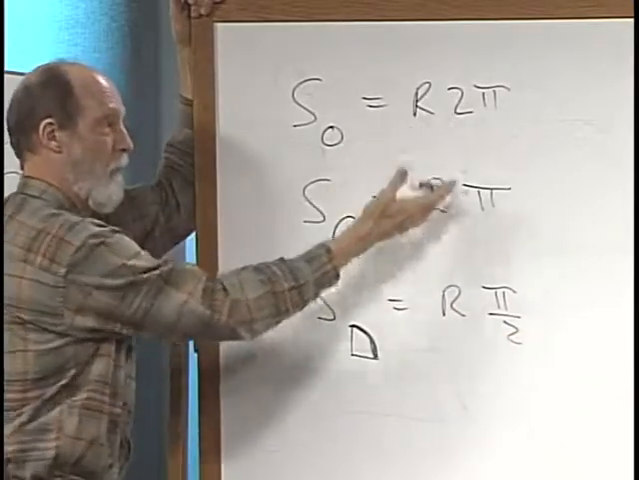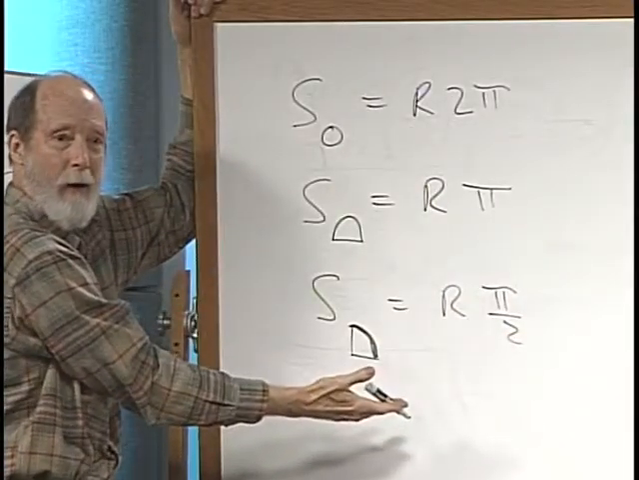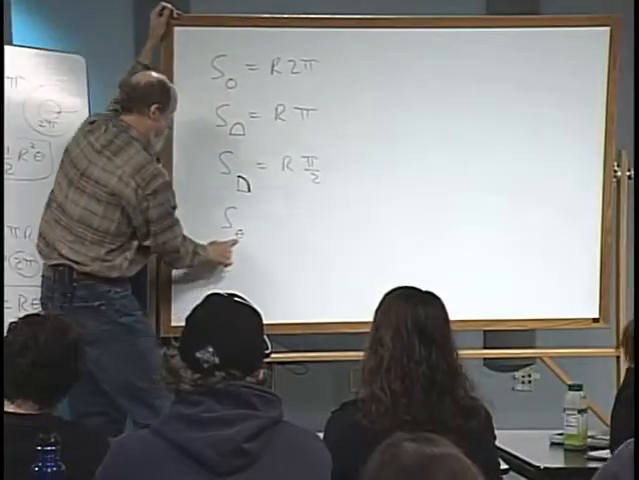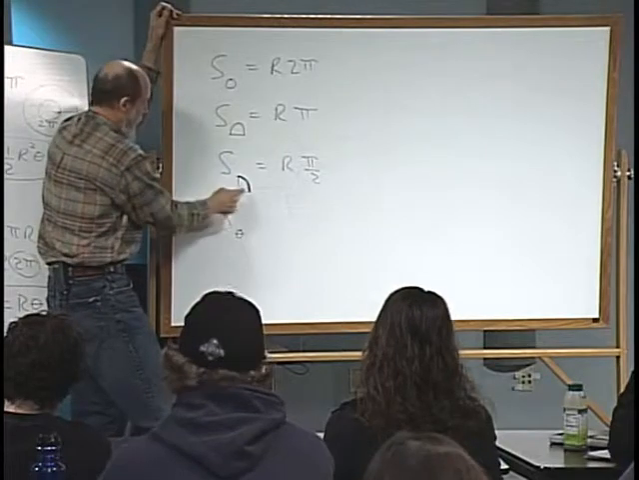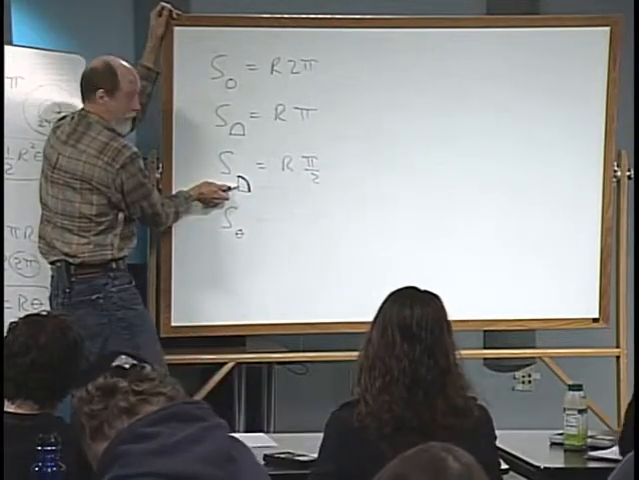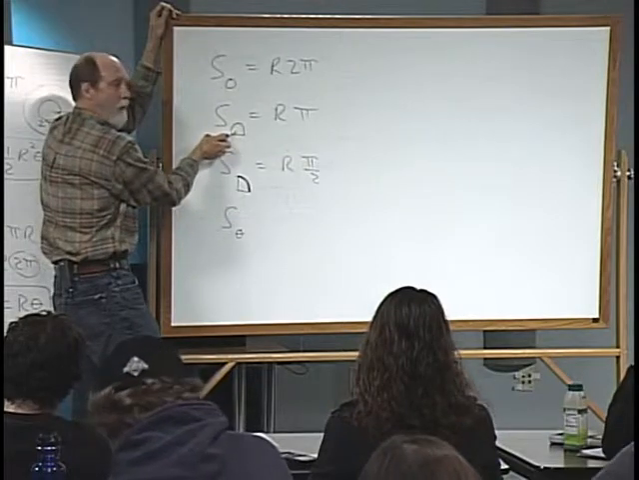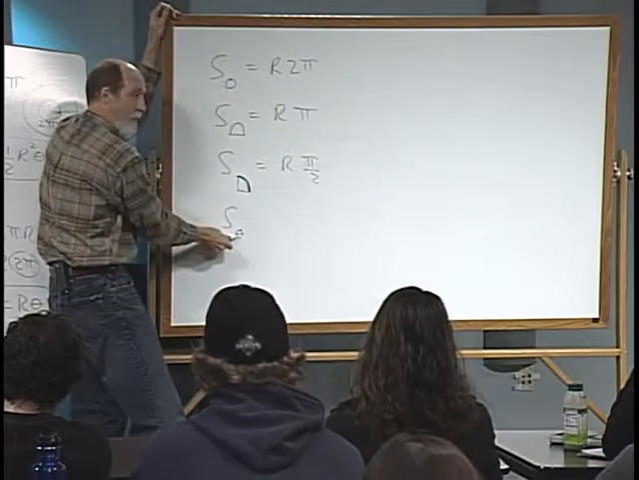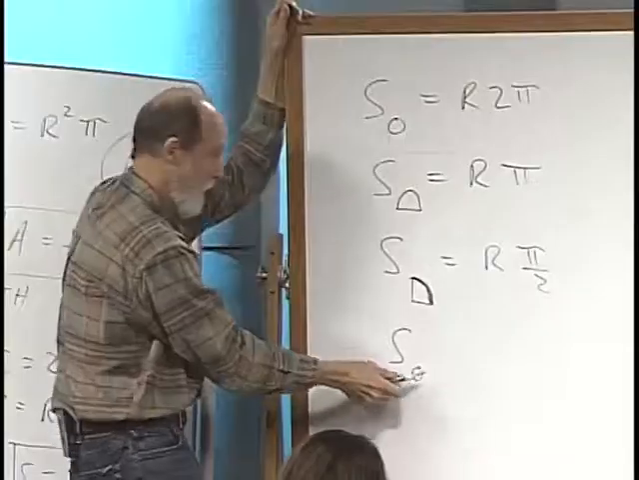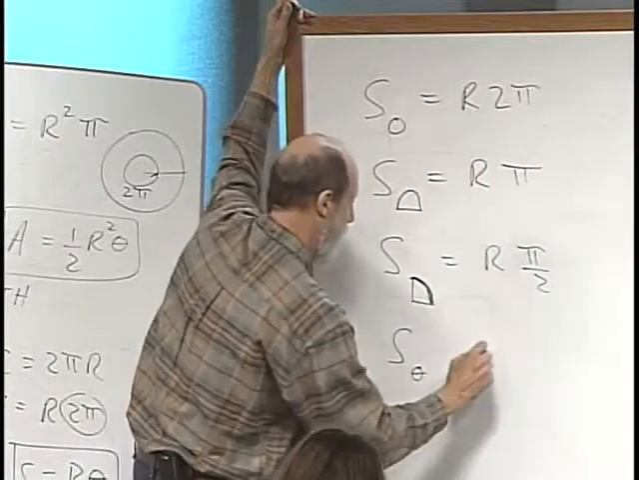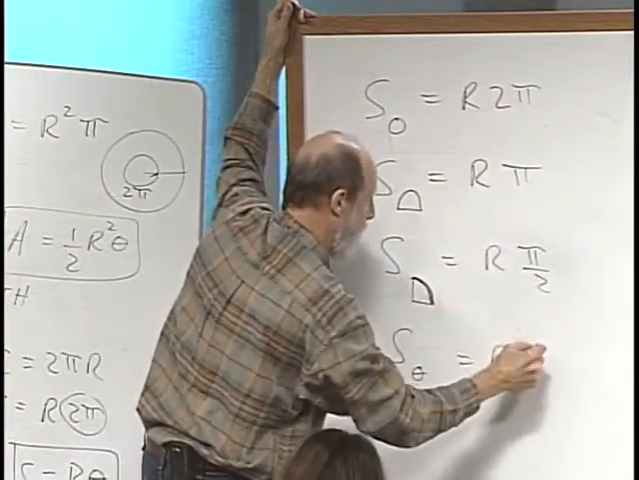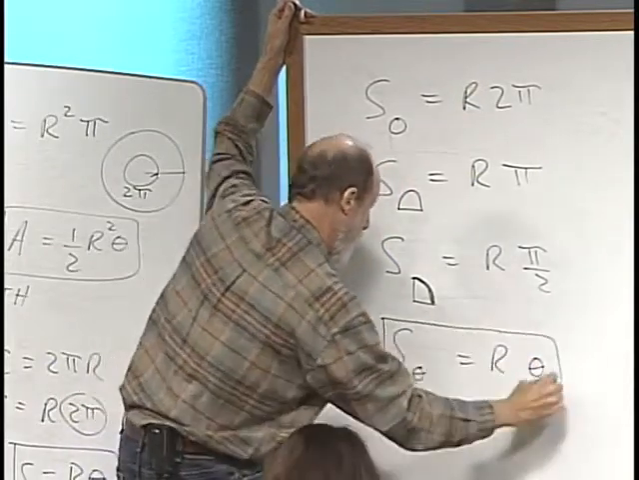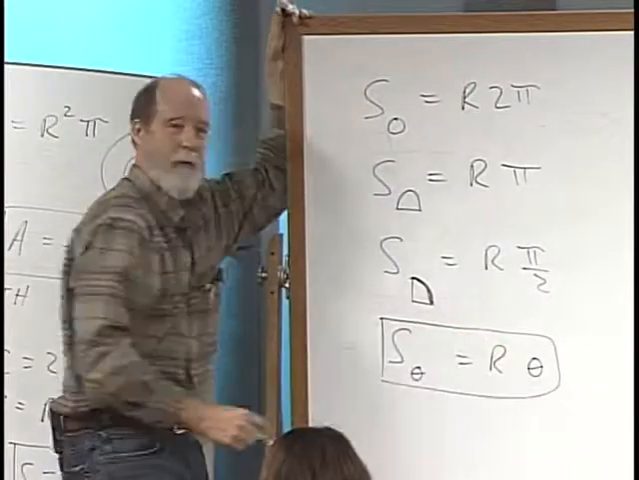So all we're doing really is observing a pattern recognition. So if I took some sector that was of central angle theta, instead of pi over 2 on the quarter circle, or pi radians on the half circle, or 2 pi on a whole circle, you can just look at this pattern and see that it has r in it, and it has the central angle right there in radian measure. So the arc length is the radius times the central angle.